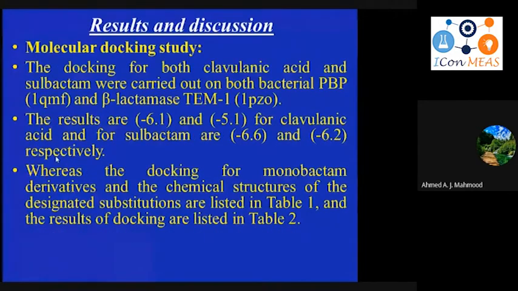Now about the results and discussion. First, the molecular docking study results. The docking for both clavulanic acid and sulbactam was carried out on both penicillin binding protein and beta-lactamase TEM-1. The results are -6.1 and -5.1 for clavulanic acid, and for sulbactam are -6.6 and -6.2 respectively for both enzymes. The docking for the monobactam derivatives and the chemical structure of the designated substitutions are listed in table 1, and the results of the docking are listed in table 2.